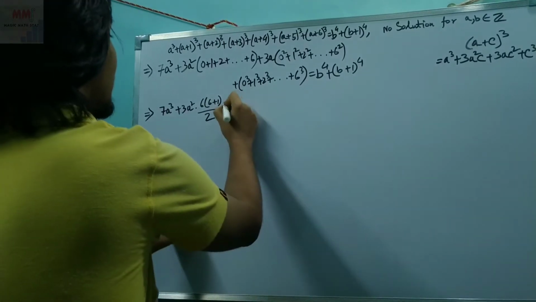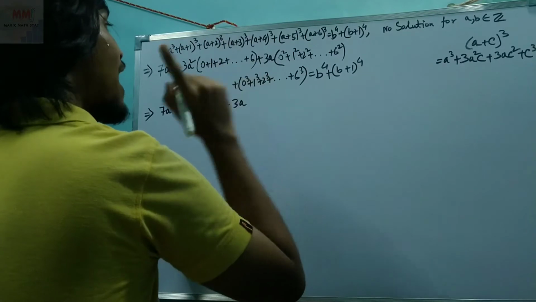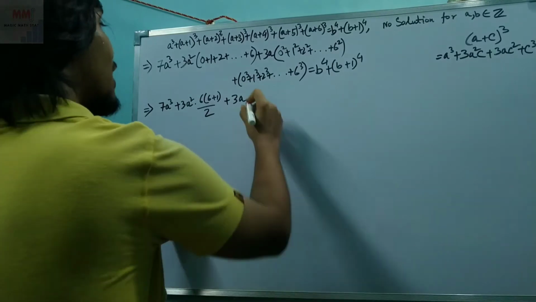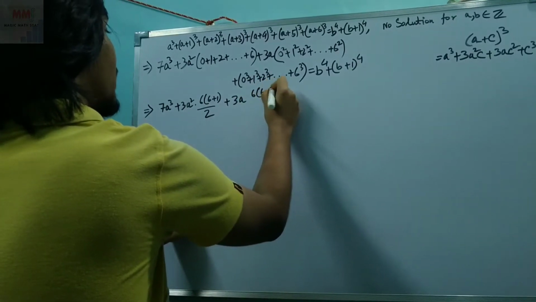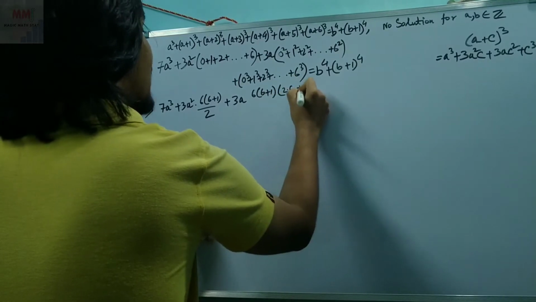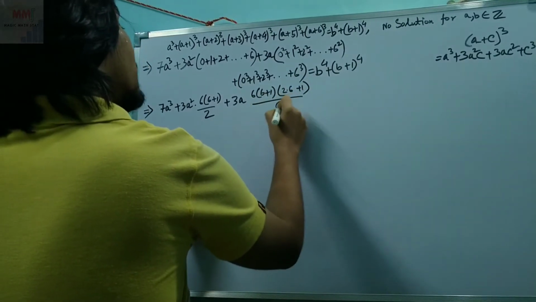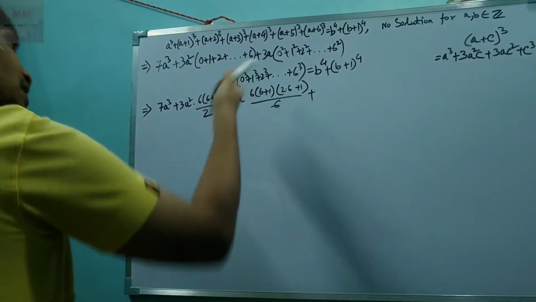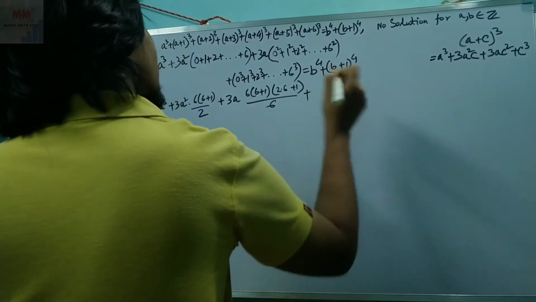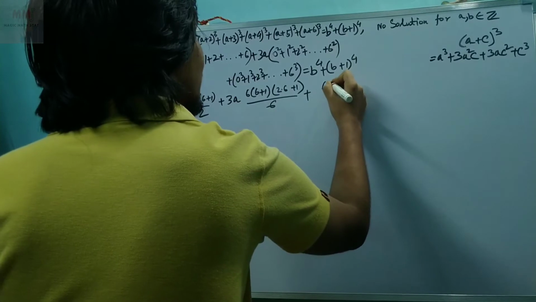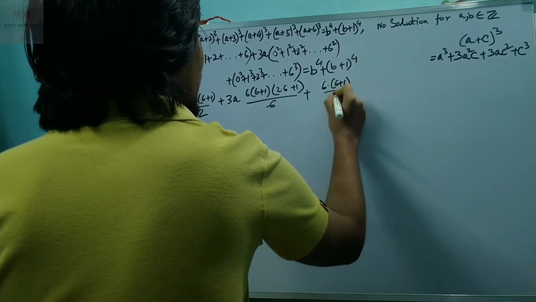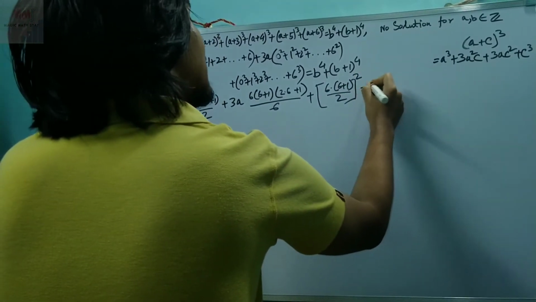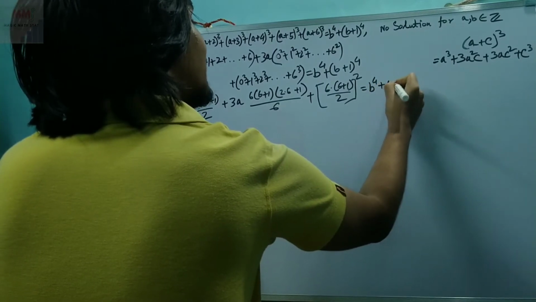Okay. Next is 3a. And we have the sum of squares of the first 6 natural numbers. According to the formula, that is 6 times (6 plus 1) times (2 times 6 plus 1) divided by 6. Now we have the sum of cubes of the first 6 natural numbers. According to the formula, that is (6 times (6 plus 1) divided by 2) whole squared. Write the right hand side as it is.